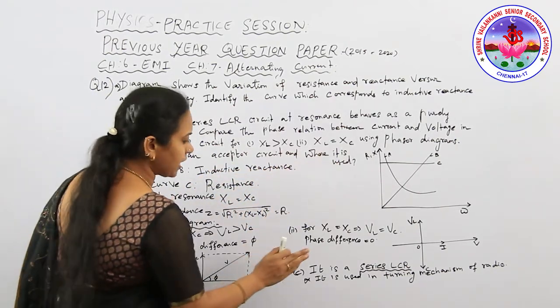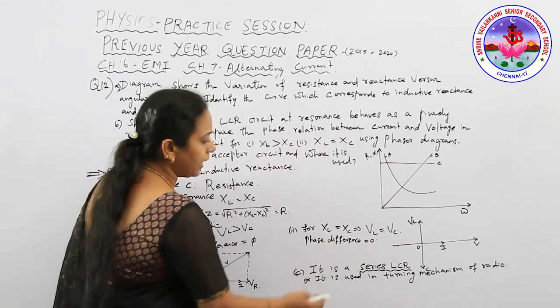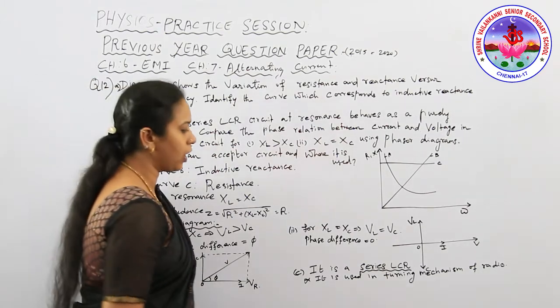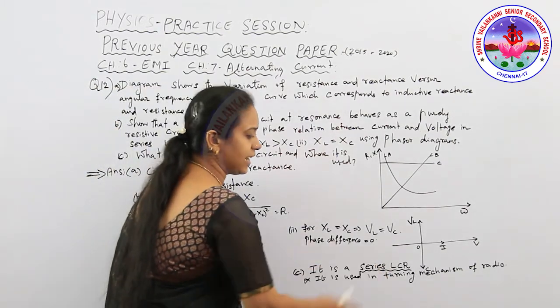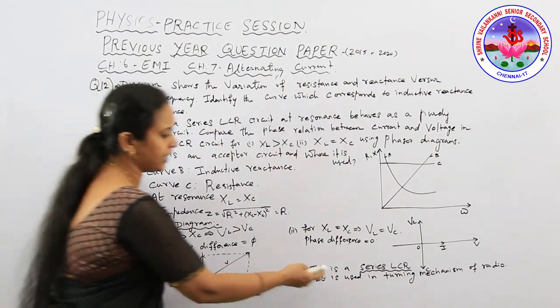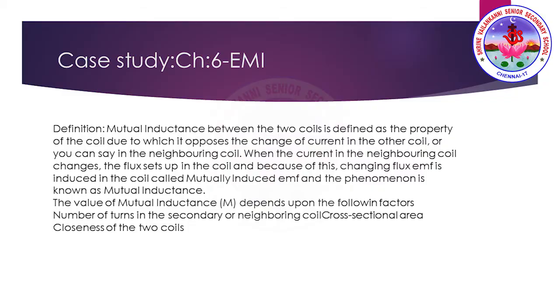See, acceptor circuit which means we can say the LCR circuit in series, and it is used in tuning mechanisms of radio, television and all which we are using, that is series LCR only. So tuning mechanism we are using, that is the acceptor. Series of LCR circuit is the acceptor. Now we will discuss about one case study.